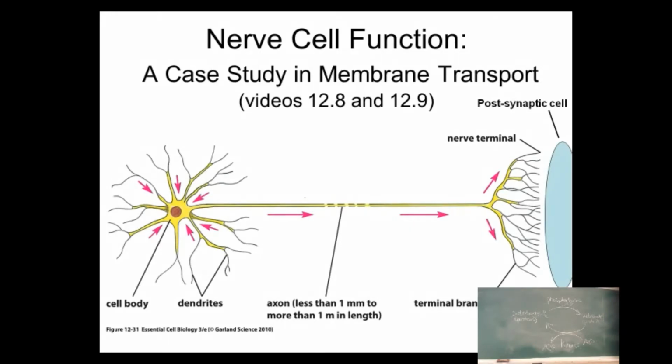And we're going to talk about squid axons a little bit, which giant squid have these massive axons. Crazy. And then at the end of the axon, you have the nerve terminal, and you have some post-synaptic cell. So where a nerve terminal branches and meets another cell, it's called the synapse.